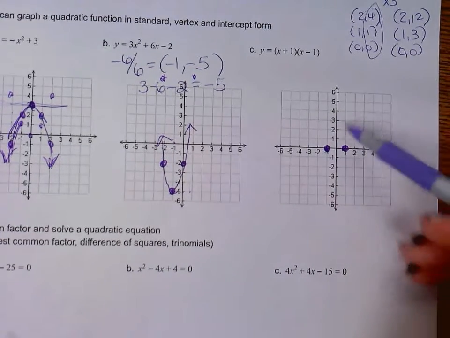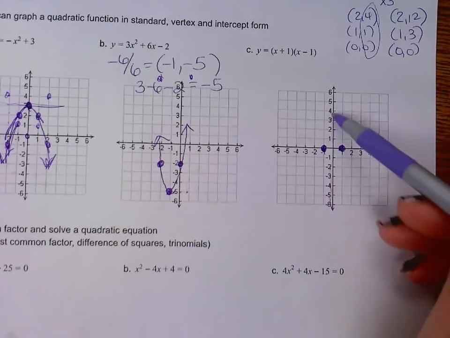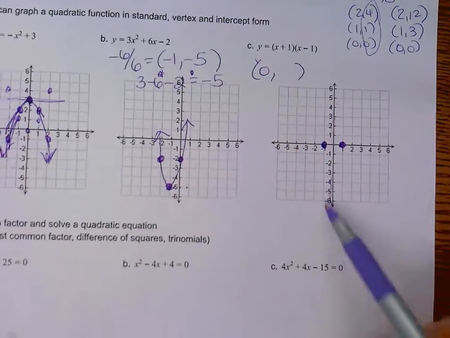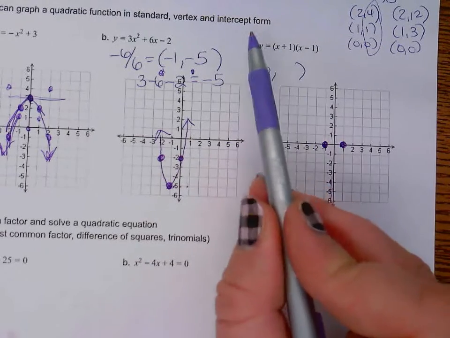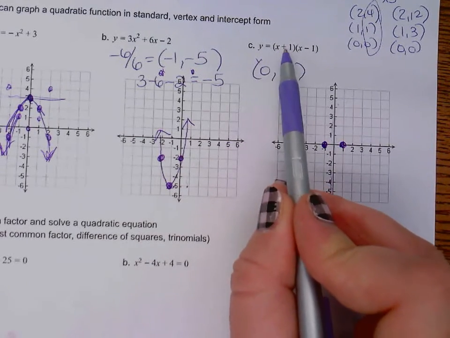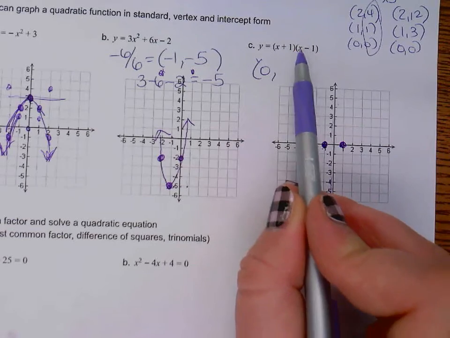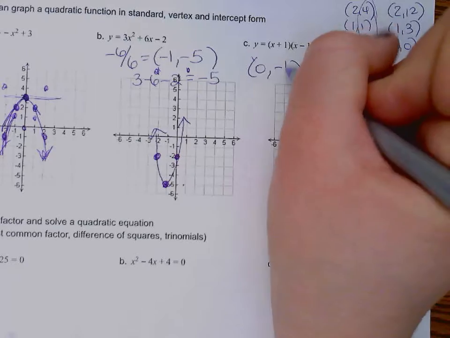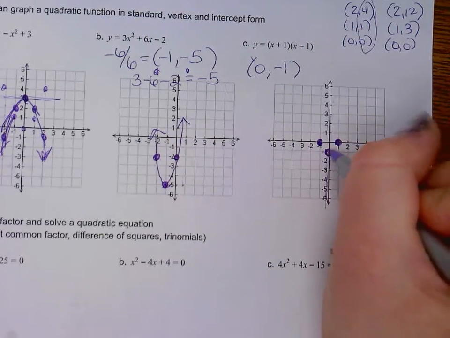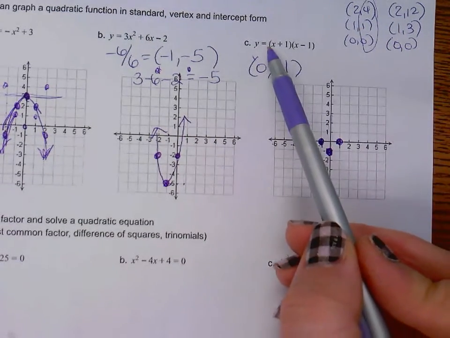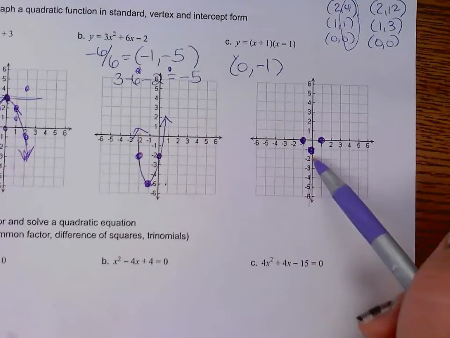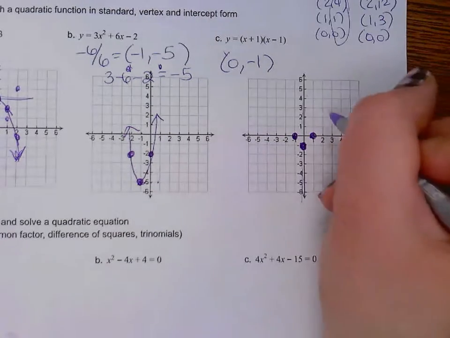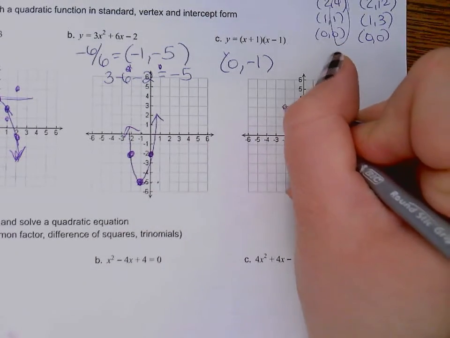So you know that the vertex is somewhere on the 0 for x. You just don't know what y is. So you're going to take 0 and plug it into the function. So you'd get 0 plus 1 is 1, and 0 minus 1 is negative 1. So 1 times negative 1 is negative 1. So this must have a vertex at negative 1, which makes sense because my a value is 1. So it's just the normal parabola. Over 1, up 1, over 2, up 1, 2, 3, 4. Like that.